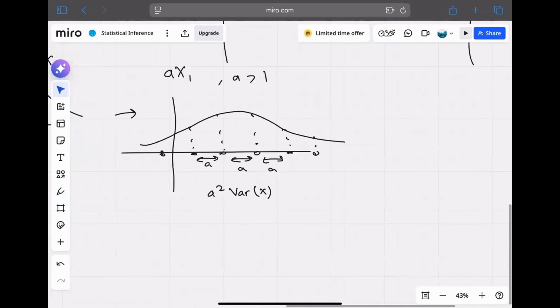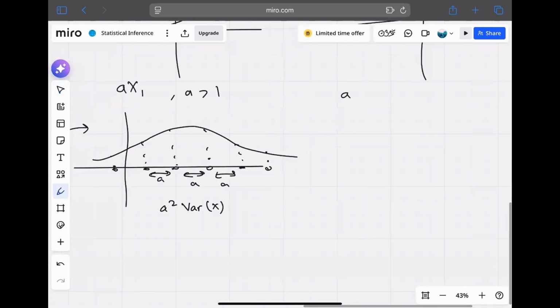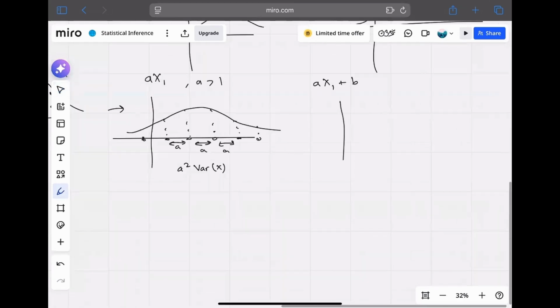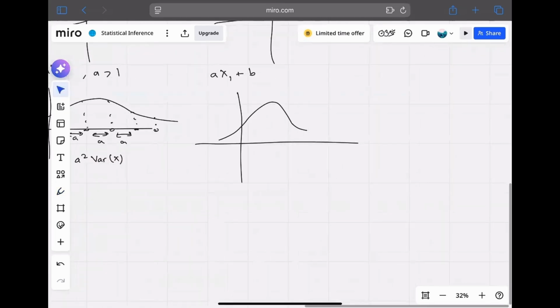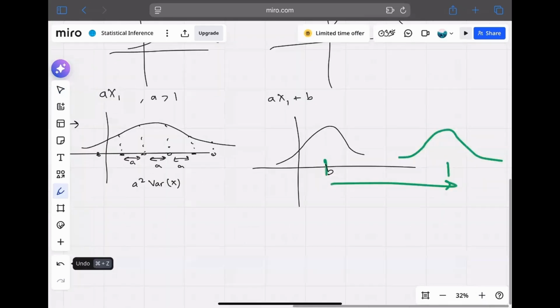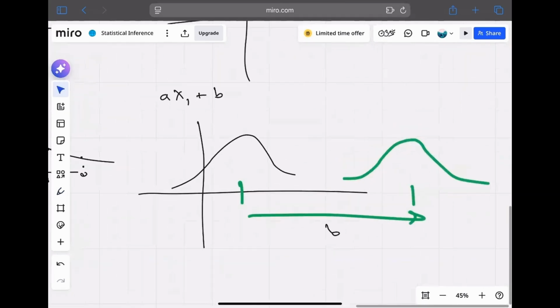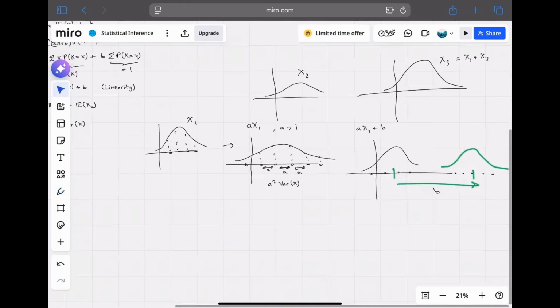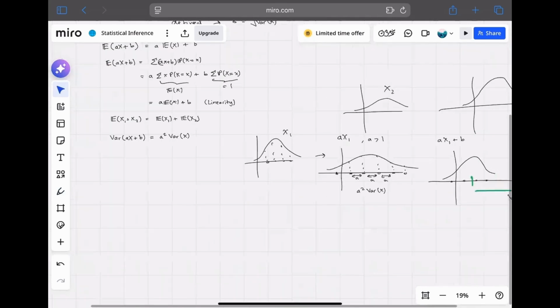Now, what if we try to tack on a B at the very end? So then you get AX plus B. Well, if we shift the distribution by constant B, so this was the old one, and this is the new one, we're simply shifting it by a constant B. Well, this doesn't have any effect on the relative distances, right? Because everything gets shifted by B. So it does nothing. The variance stays unaffected regardless of what B is.